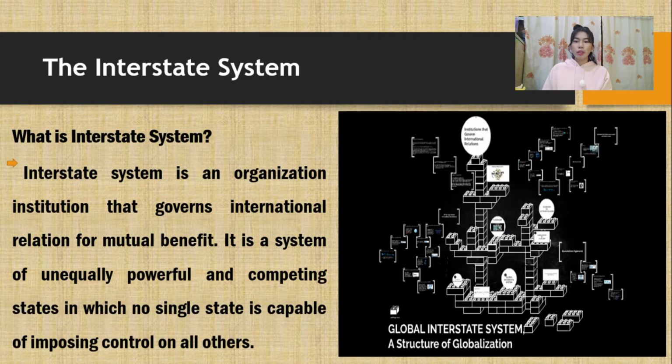So let's proceed to the interstate system. First of all, what is interstate system? Interstate system is an organization institution that governs international relation for mutual benefits. It is a system of unequally powerful and competing states in which no single state is capable of imposing control on all others.